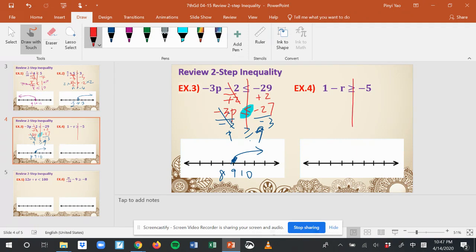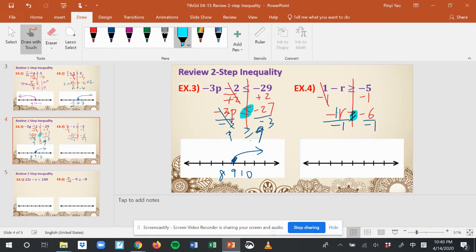Draw a line. We start with something that's further away, so this 1. We want to get rid of it. We're going to subtract 1 on both sides. That's gone. So we got negative r is greater or equal to negative 6. Next, we do need to deal with this negative r. And don't forget, there's the invisible 1. So basically, negative r is the same as negative 1 times r. So we're going to divide both sides by negative 1.